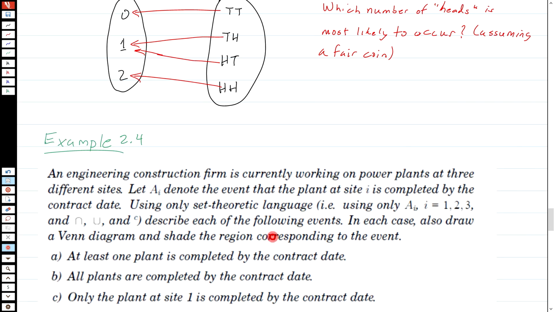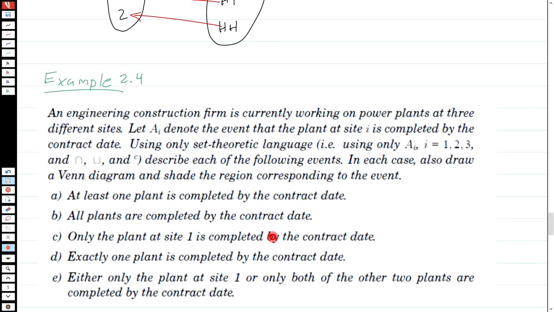Okay, so let's illustrate some of this with an example. An engineering construction firm is currently working on power plants at 3 different sites. Let's let Ai denote the event that the plant at site i is completed by the contract date, so on time. Using only set theoretic language, only the Ai's, intersections, unions, and complements, describe each of the following events. In each case, also draw a Venn diagram and shade the region corresponding to the event.